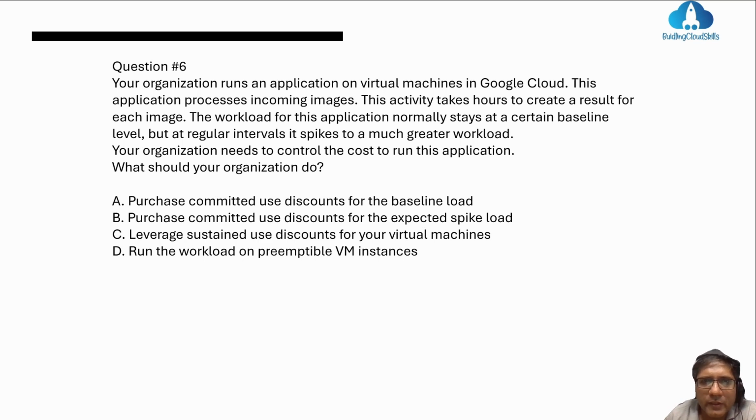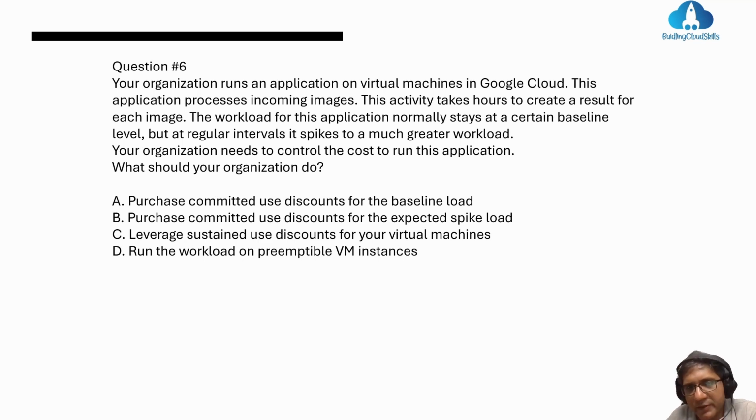Your organization runs an application on virtual machines in Google Cloud. This application processes incoming images. This activity takes hours to create a result for each image. The workload for this application normally stays at a certain baseline level, but at regular intervals it spikes to much greater workloads. Your organization needs to control the cost for this application. What should your organization do?